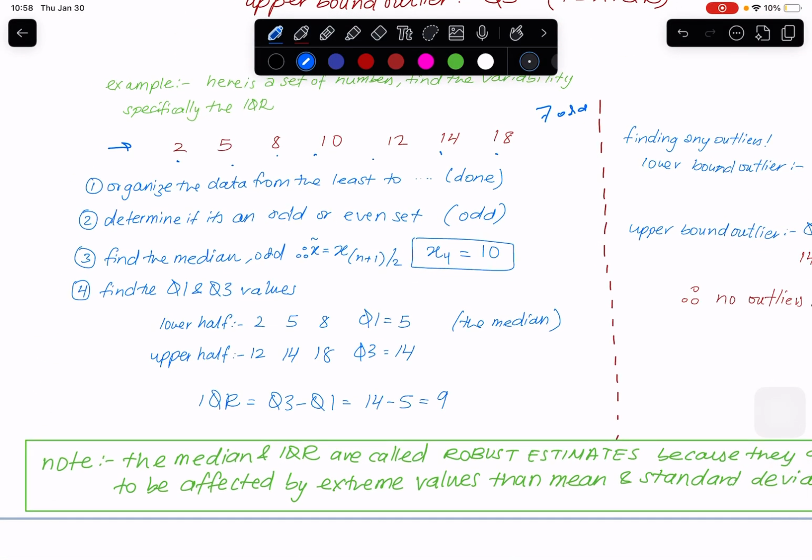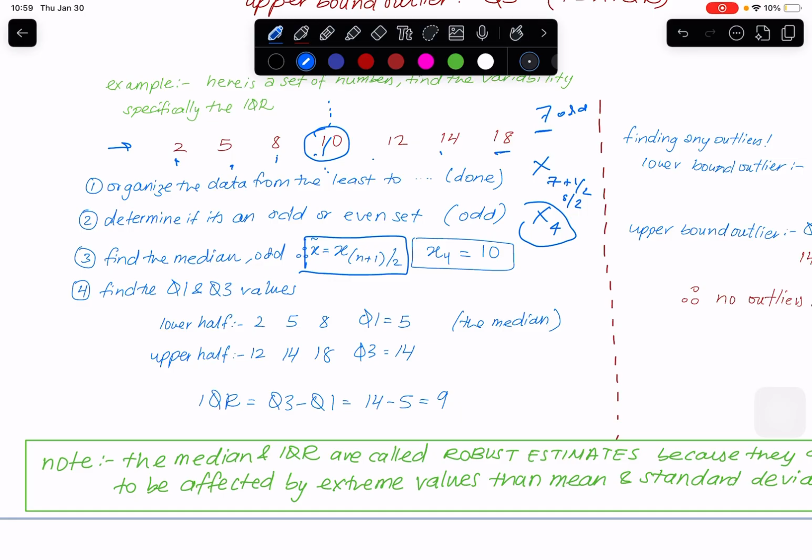So we said it's an odd number. You can use the normal equation, which is basically the number exactly in the middle. We have 7. So x at position (7 plus 1) over 2, which is x at position 8 over 2, which is x at position 4. X at position 4, counting 1, 2, 3, 4, is 10. We found where our median is. So we determined the median.